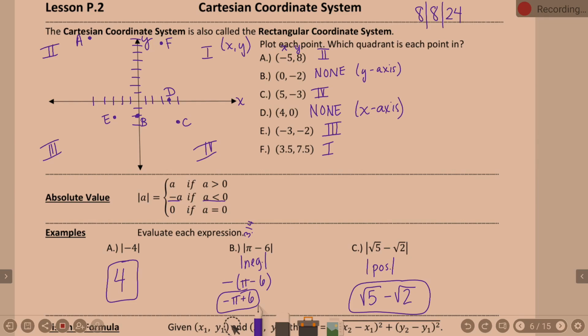If it's like pi minus 6, that's a negative, then we do the opposite of everything. So we change the sign of everything. It's a little bit different thinking, but that's technically what absolute value is. You're just thinking about it in a more difficult manner now. You're used to just having numbers we can add and subtract and go that way. Okay, questions here?